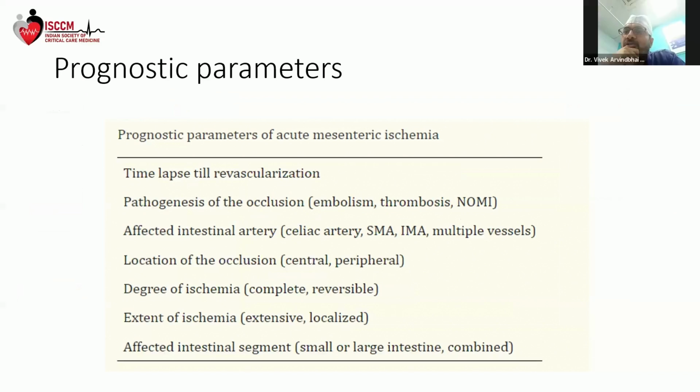Now the prognostic parameters as far as acute mesenteric ischemia is concerned. These are the points you need to keep in mind: the pathogenesis of the occlusion, the etiology, the affected intestinal artery, the location of the occlusion, whether central or peripheral, the degree of ischemia, complete or reversible, and the extent of ischemia, the affected intestinal segment. Because of all these points, you can prognosticate acute mesenteric ischemia and the level of bowel involvement. Next.